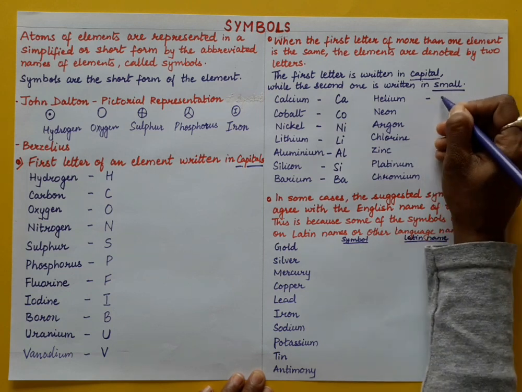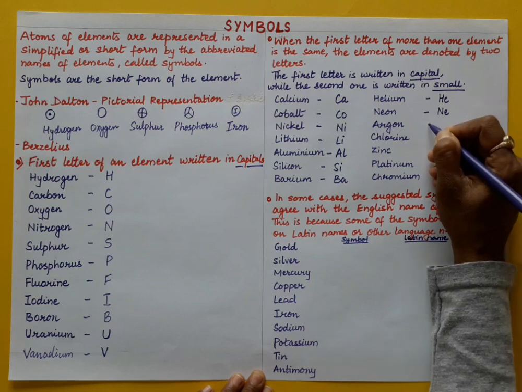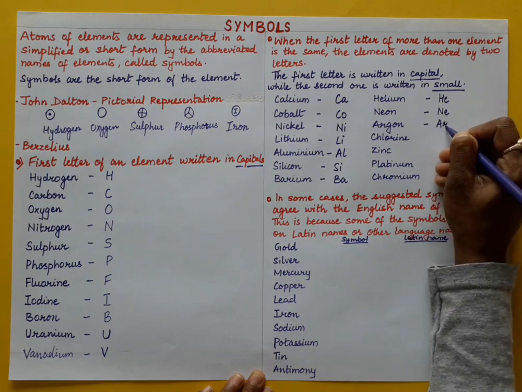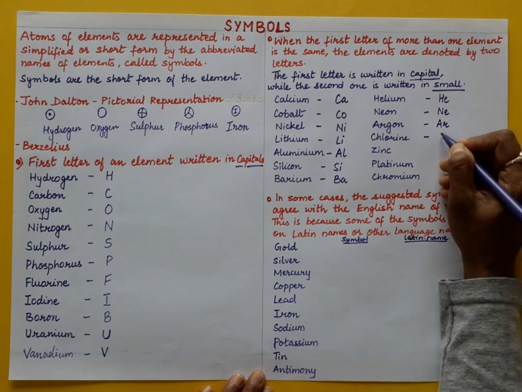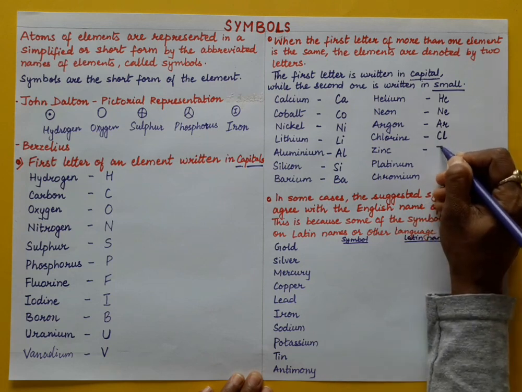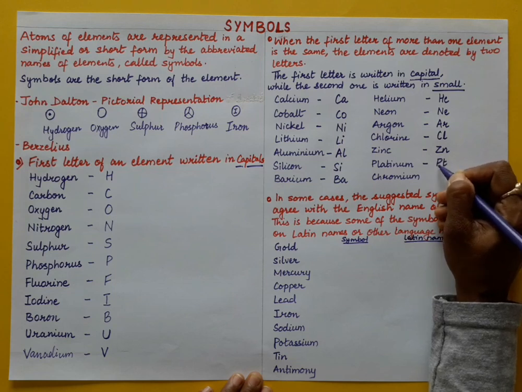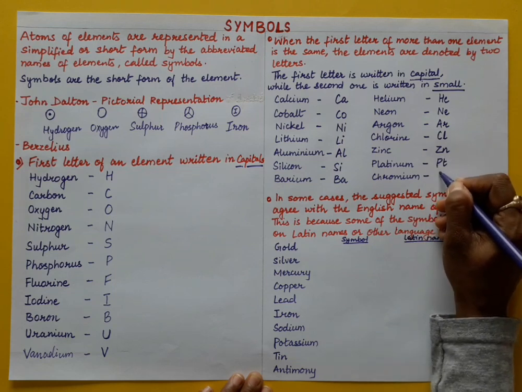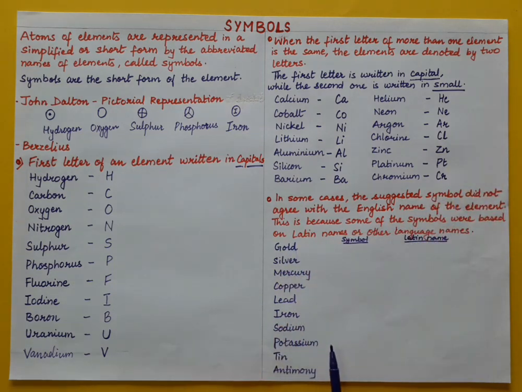Helium is He. Neon is Ne. Argon is Ar. In the case of chlorine, instead of CH, considering how we pronounce it, that letter was taken, so Cl. Zinc, so Zn. Platinum, so Pt. And for chromium, Cr. In this manner these symbols were given.